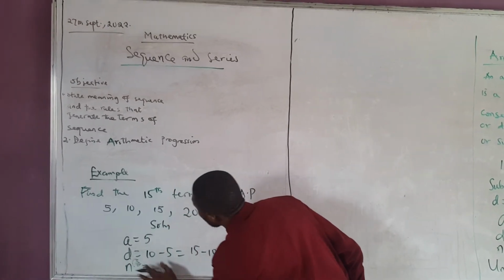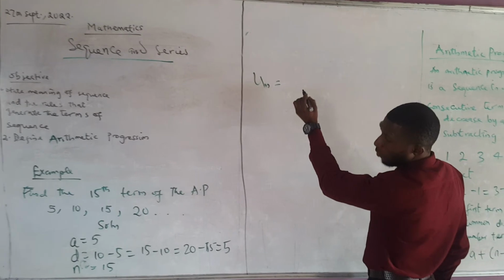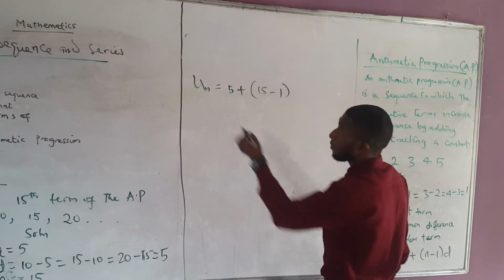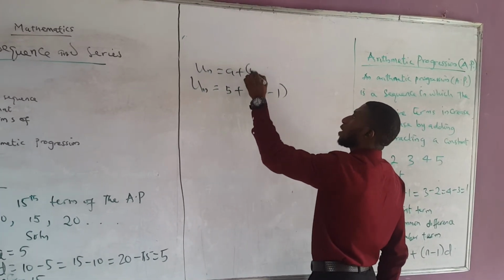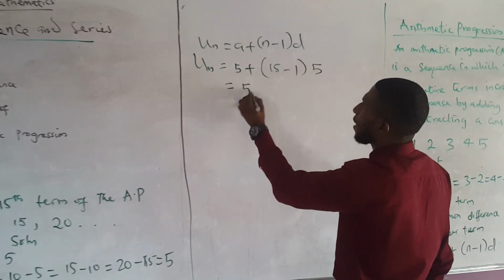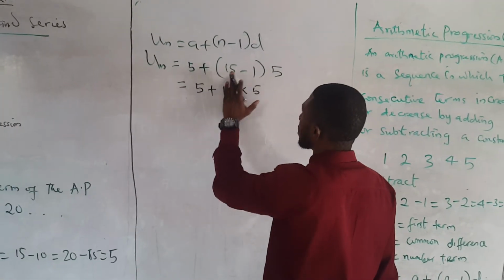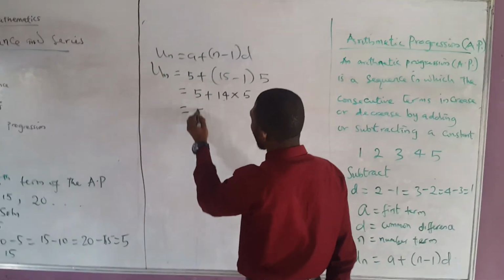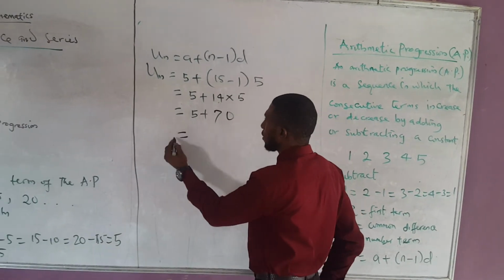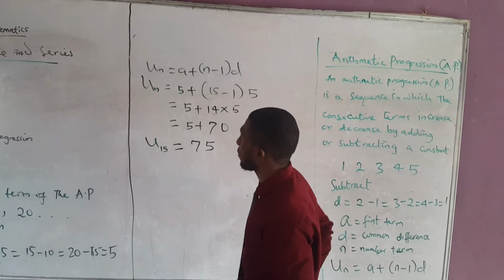Then we have the number of terms. We are to find the 15th. Then our U of n will now be our A, which is 5, plus our n, 15 minus 1, times D, from the formula A plus n minus 1 D. And our common difference is 5. 15 minus 1 is 14. So therefore we have 5 plus 14 times 5. Then 14 times 5 is 70. Then our 15th term of the AP is 75.